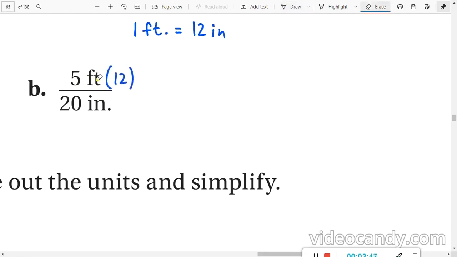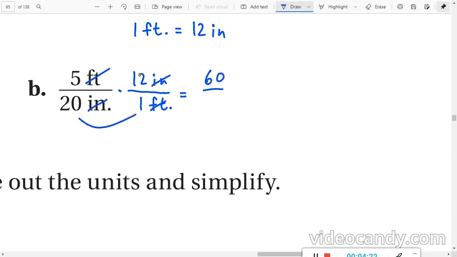All right, really, if you want to get technical, you're really supposed to do it this way. You're supposed to multiply by 1 over the other. So it would be 12 inches over 1 foot. Okay, so same thing really. So feet divided by feet cancel, and inches divided by inches cancel. Okay, and then you have 5 times 12 is 60. And then you just have 20 times 1 is 20.